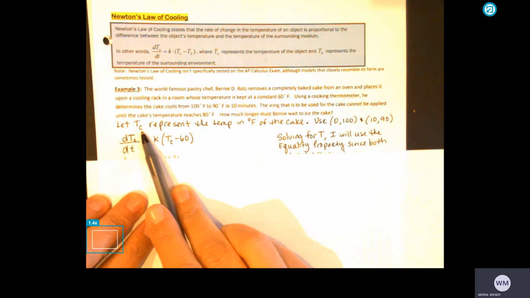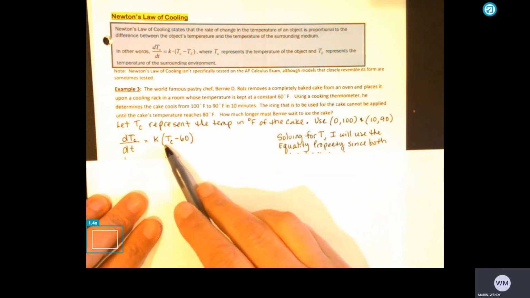So let's go ahead and take a look at what we have. I'm going to use T sub C as the temperature of the cake. Okay, so again, here comes a question. How much longer will Bernie have to wait? Well, again, they're asking you a question, so giving you a derivative, that means you're going to have to find the particular solution. And you're going to have to then use that particular solution to then answer the question. Okay, so this is what we are given.